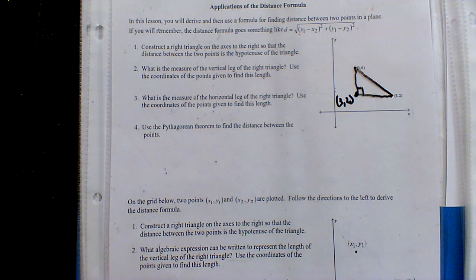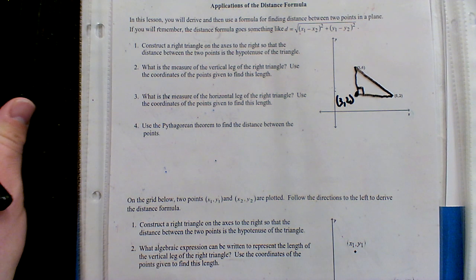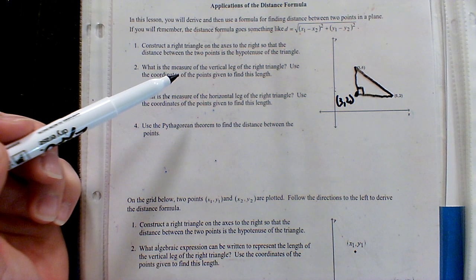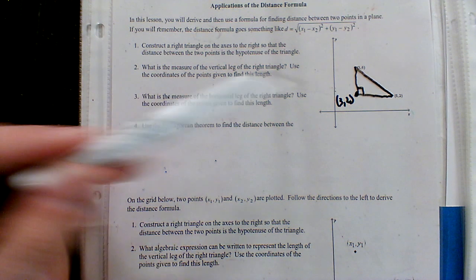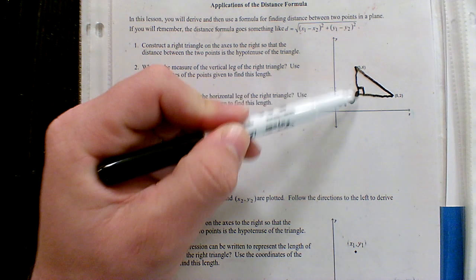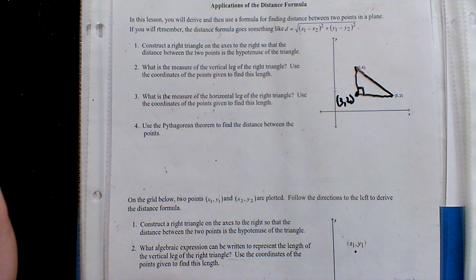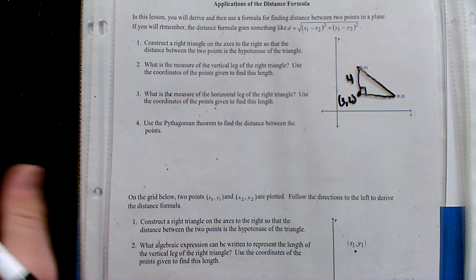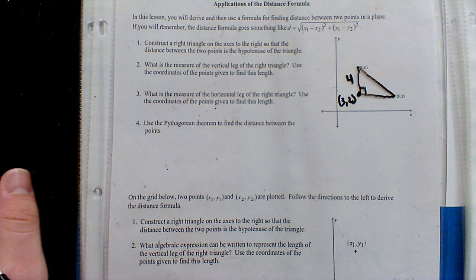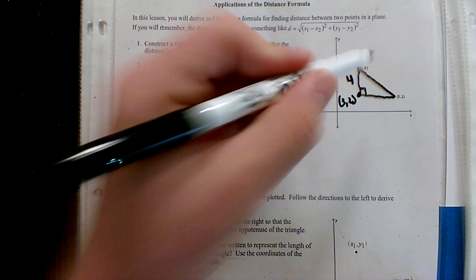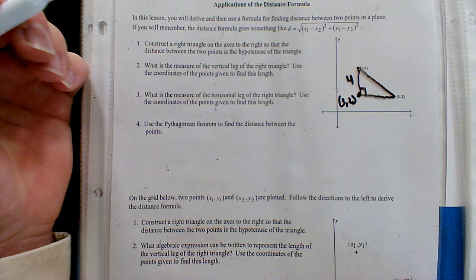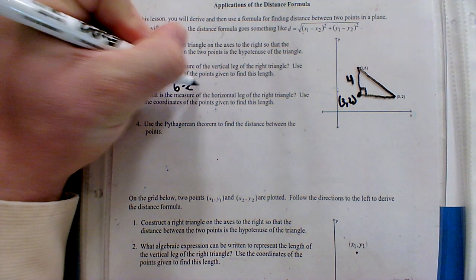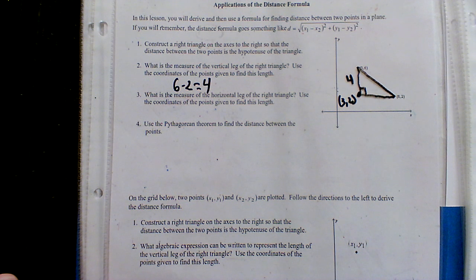That was construct a triangle. So we're on to number 2. What is the measure of the vertical leg of the right triangle? Use the coordinates of the points given to find its length. So we're trying to find how long this leg is. Okay, so we know it's going to be 4, but how do we mathematically find that, or how did you know it was 4? Yeah, we look at the y and the y, and what do we do with the 2 y values? Subtract them. 6 minus 2 equals 4.